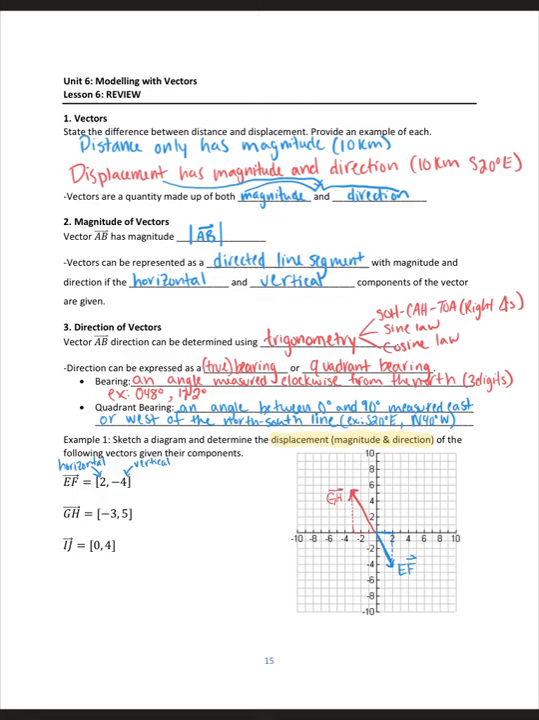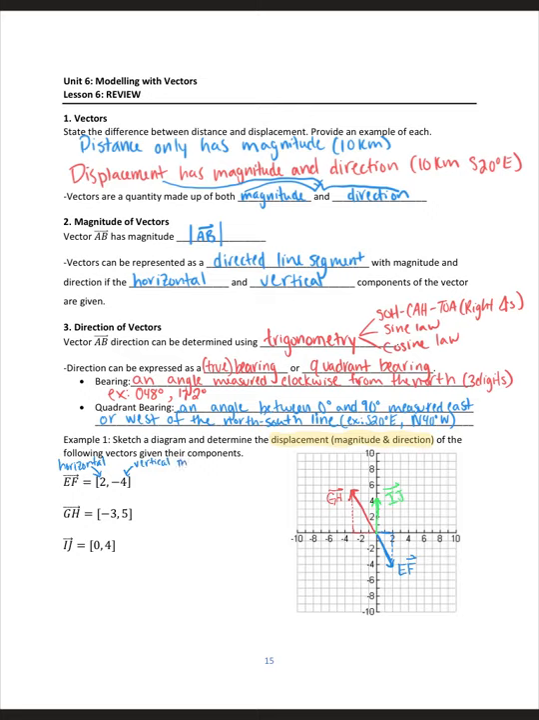And then finally that last vector is 0, 4. So we don't move anything over on our horizontal, but we do go up 4. And then we'll connect those with a straight line. And that is IJ. Okay, so let's go through and we will determine the magnitude and the direction.